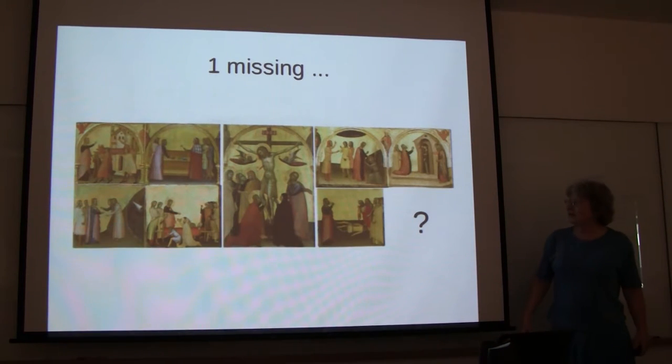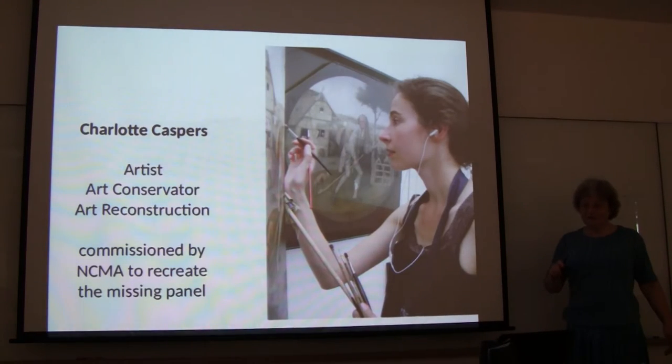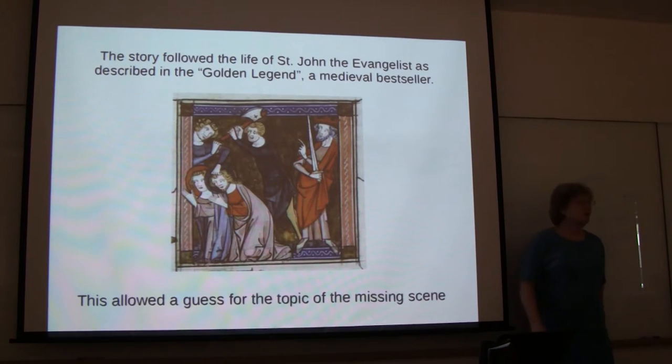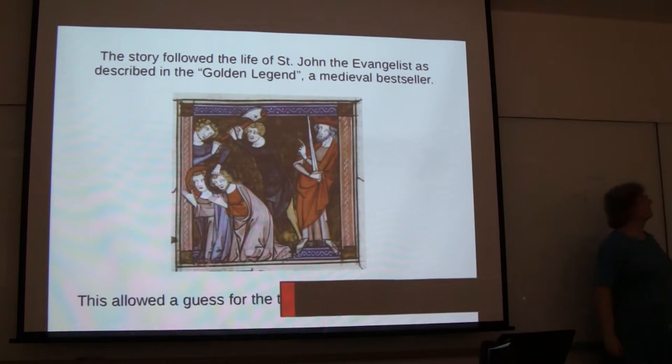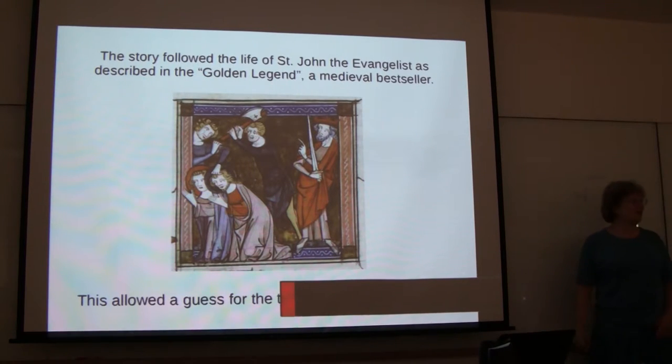The life of John the Evangelist, as recounted in the Golden Legend, which is a medieval kind of bestseller. And we know it was a very popular book because many medieval books we have only fragments of, and of this there exist very many copies of the full thing. So everybody must have wanted one.